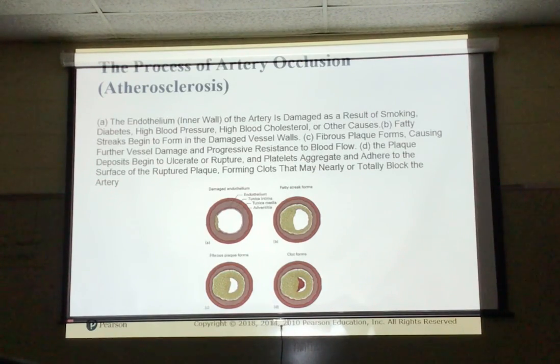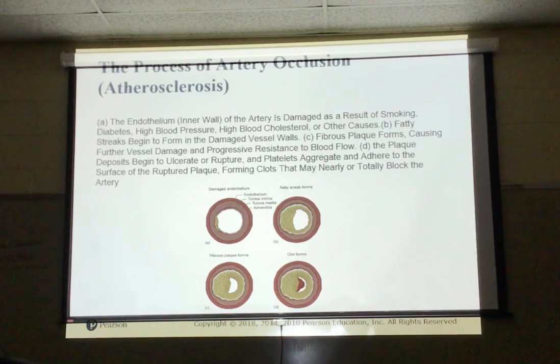These fibrous plaques form, and it causes further vessel damage and progressive resistance to blood flow. The plaque deposits begin to ulcerate and or rupture, and platelets aggregate and adhere, because that's what platelets do, okay? They're sticky, they stick to each other. That's what forms a scab, okay? That's what stops the bleeding. And they adhere to the surface of the ruptured plaque, and this forms clots. These clots may nearly or totally block the artery.